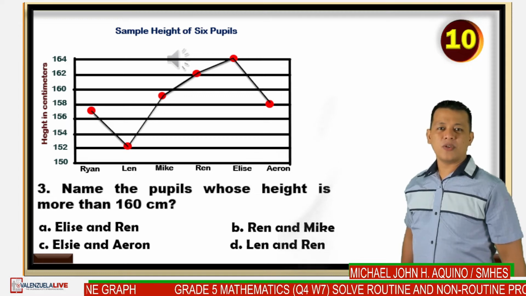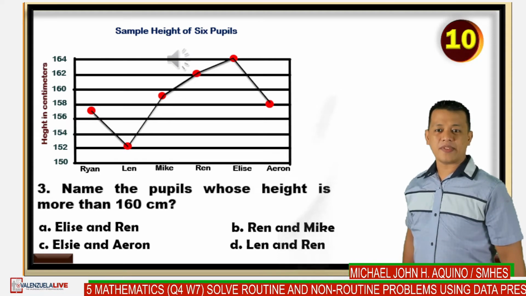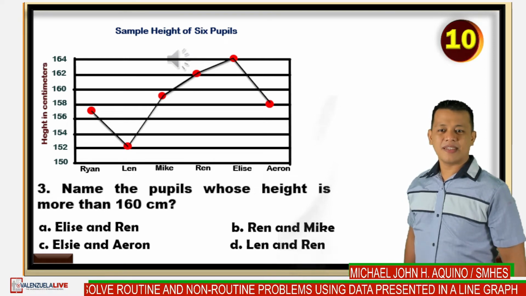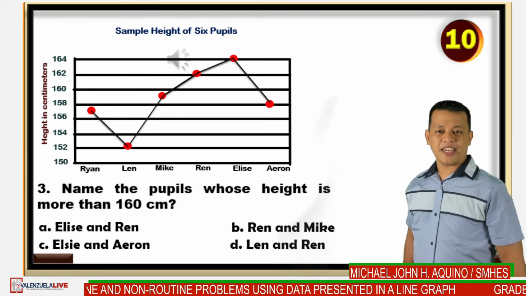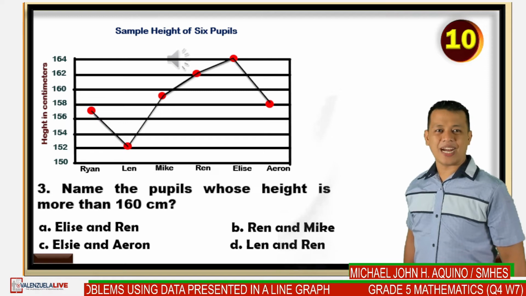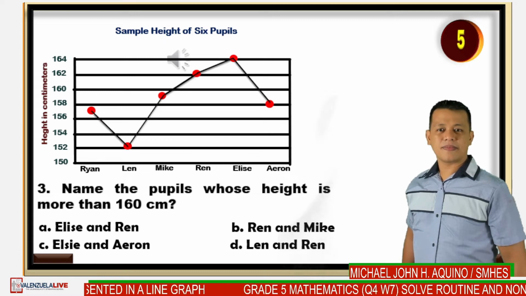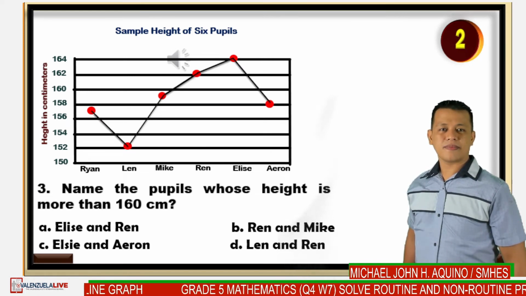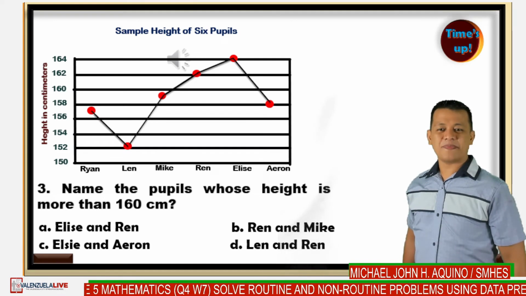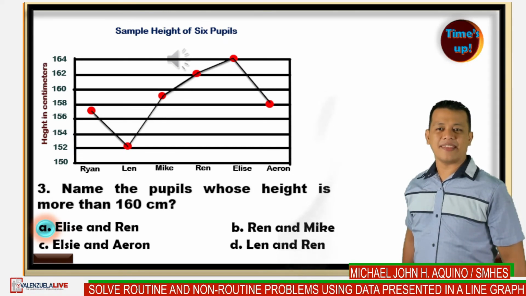Number 3, name the pupils whose height is more than 160 centimeters. Letter A, Elise and Ren. Letter B, Ren and Mike. Letter C, Elise and Aaron. Letter D, Len and Ren. Timer starts now. Time is up. The correct answer is letter A, Elise and Ren.